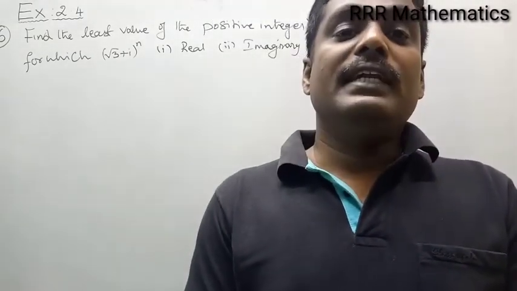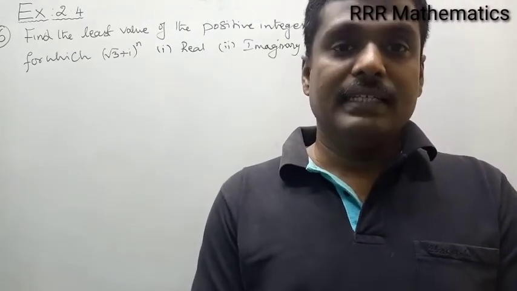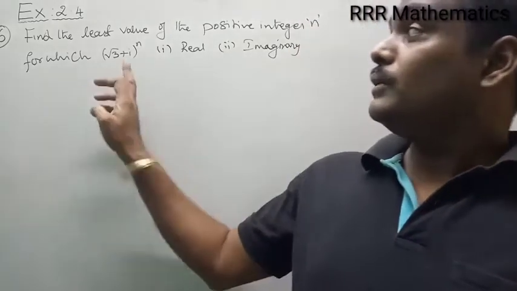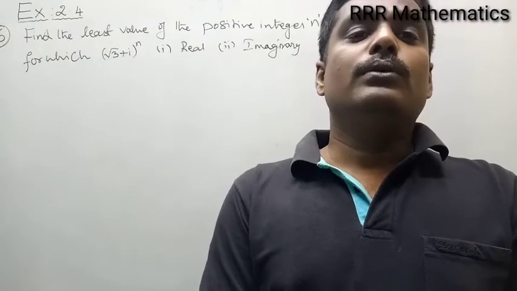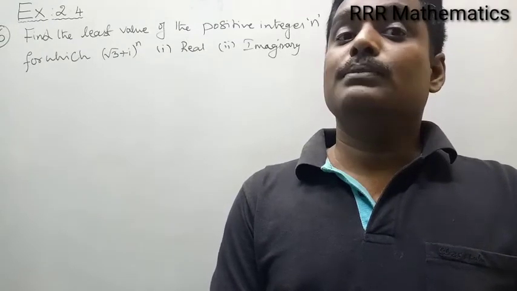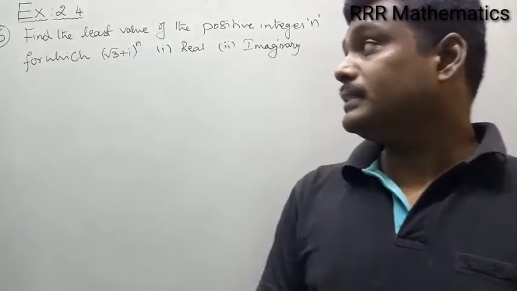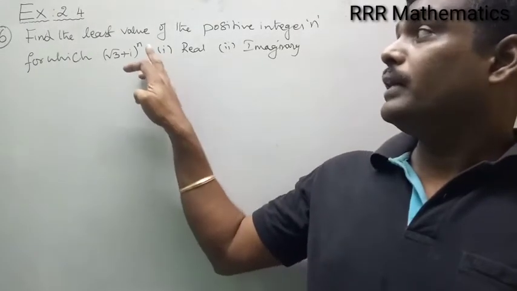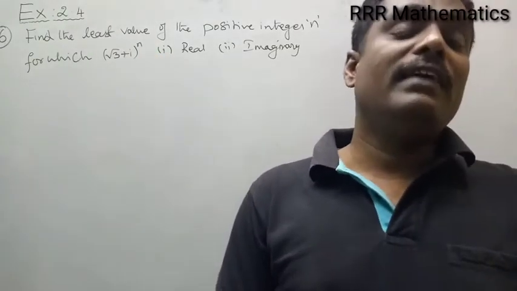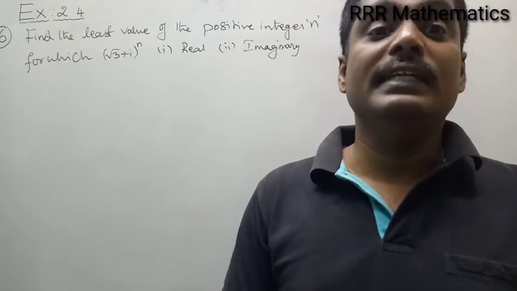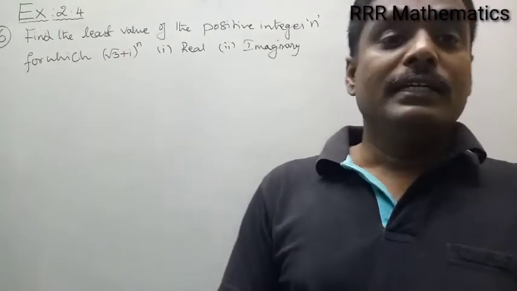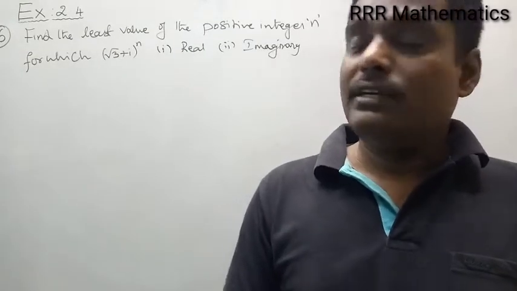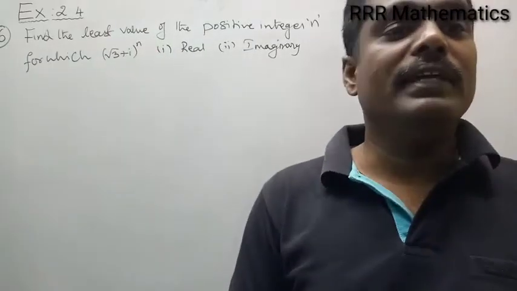We want to find out the least positive integer n for which the complex number (root 3 + i) to the power n is purely real, and for which it is purely imaginary, according to the n value. Your n value is a least positive integer, they said. In this case, if your complex number is converted into polar form, then you can find the value of n. It will be very comfortable.